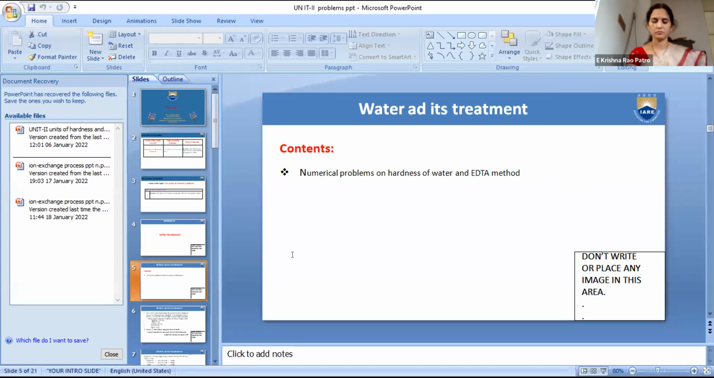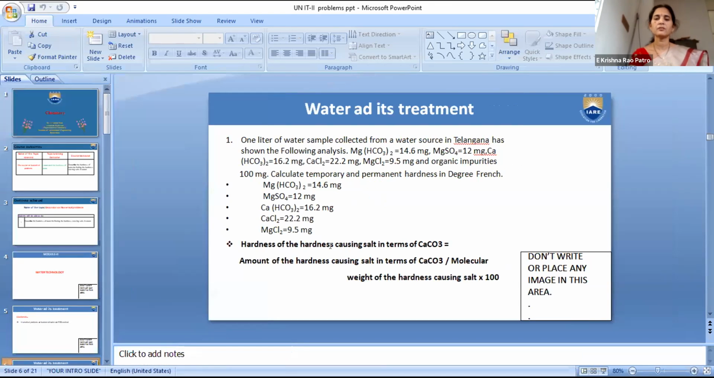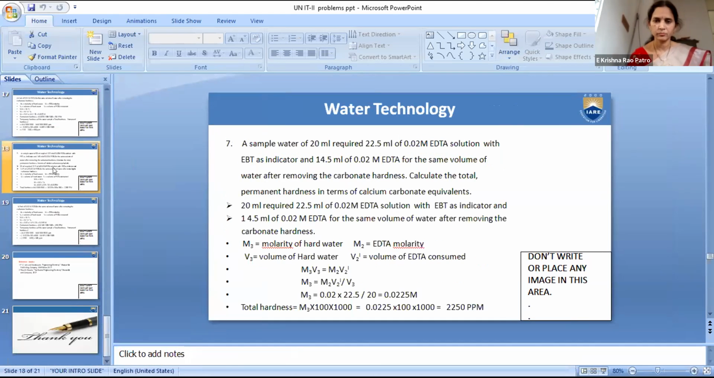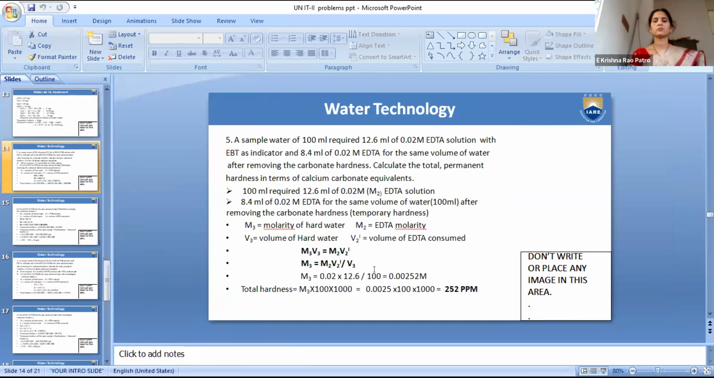First you write the formulas. I will tell you what formulas you have to write. Step 1: M1 V1 is equal to M2 V2. Everybody write down the formula. M1 V1 is equal to M2 V2.